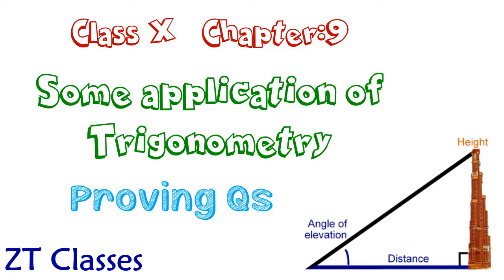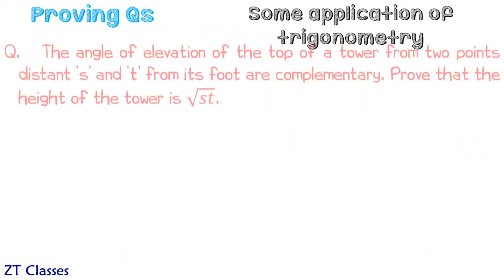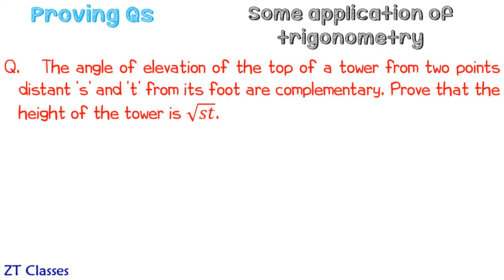Today we'll discuss few proving questions from our chapter Some Applications of Trigonometry. Take our question. The angle of elevation of the top of a tower from 2 points distant S and T from its foot are complementary. So we have got a tower. Now from this tower there are 2 points which are at distance of S and T, and from there the angle of elevation is complementary.